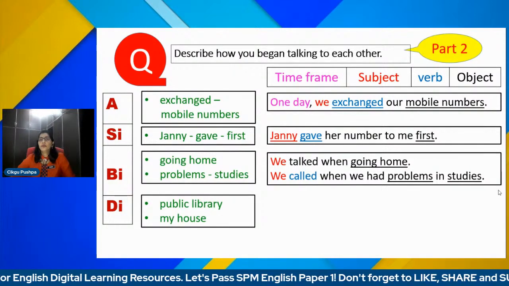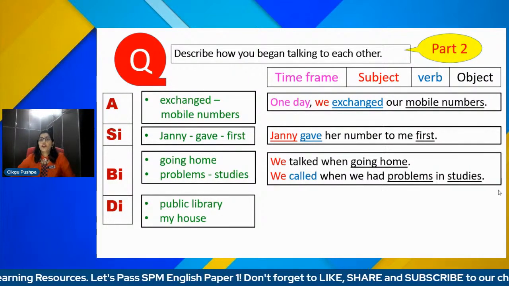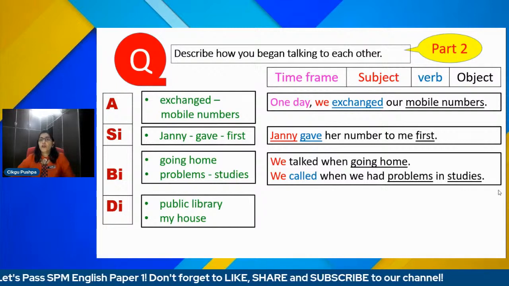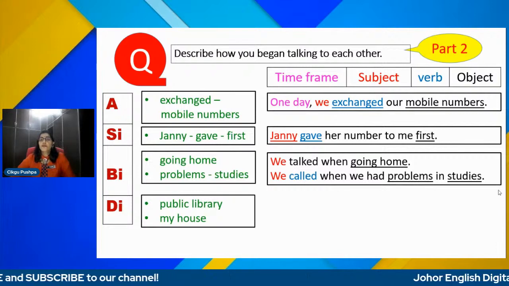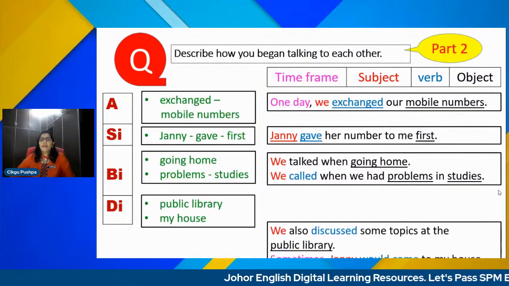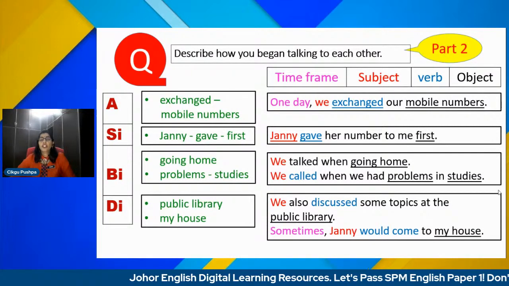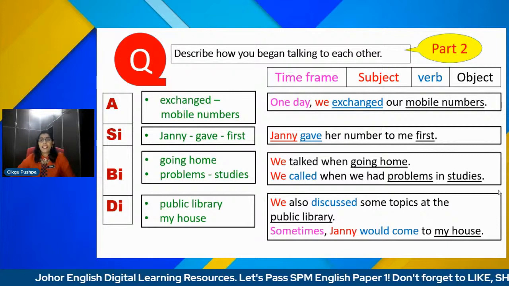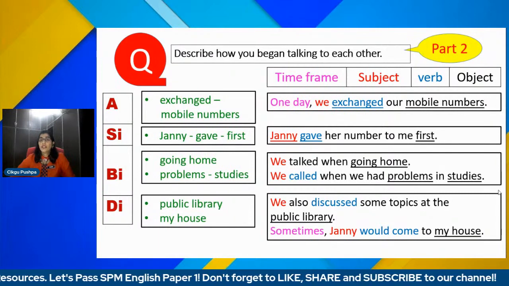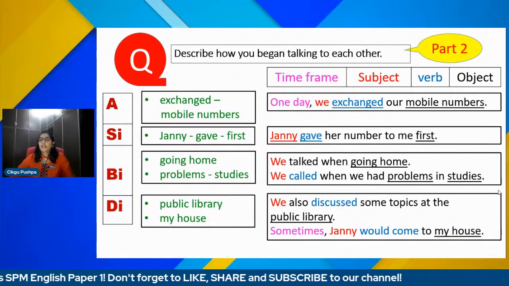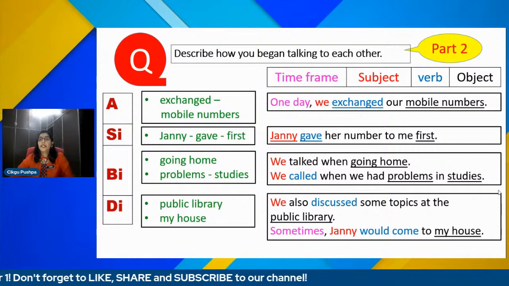So you try to bring in the word, talking here. We talked when going home. Okay, or we called when we had problems in studies. If you think that you can't get another word, for example, like called, you can also use the word talked. You are still correct. So you don't have to worry about that. Right, now the next one, di mana. So you're talking about the location, right? Place. We also discussed, you see, discussed, you are trying to say that you talk. We also discussed some topics at the public library. And you have one more sentence here.